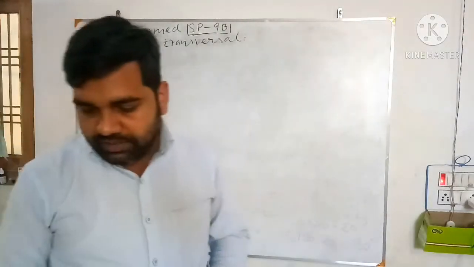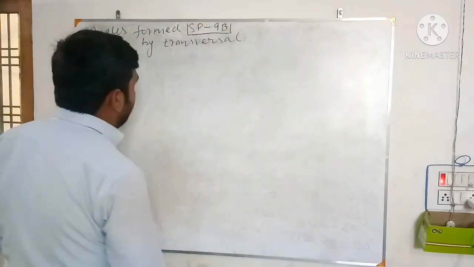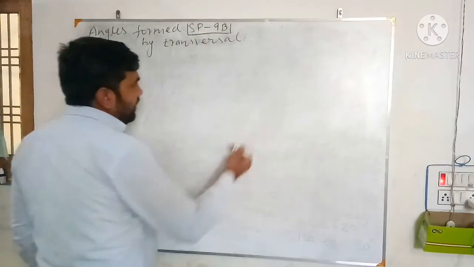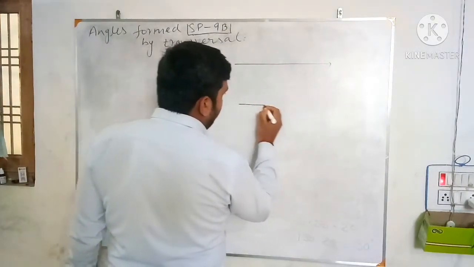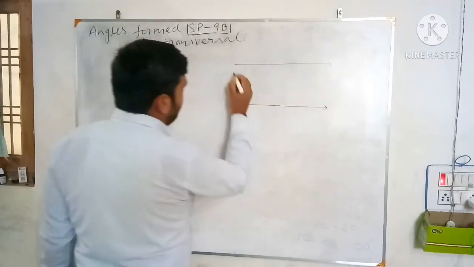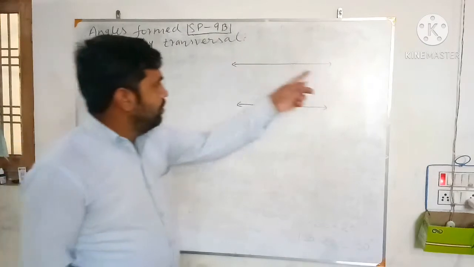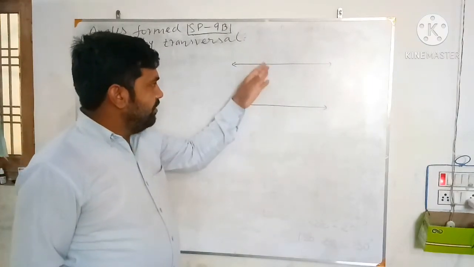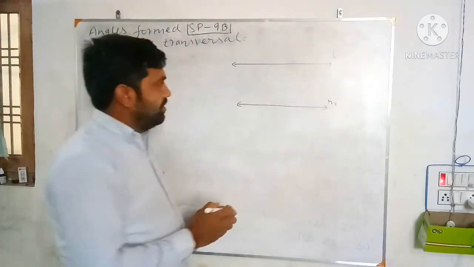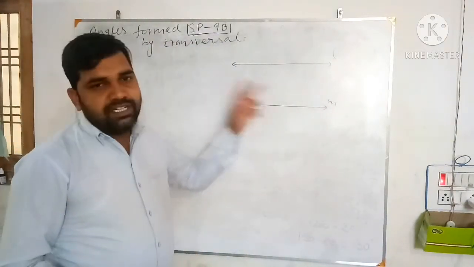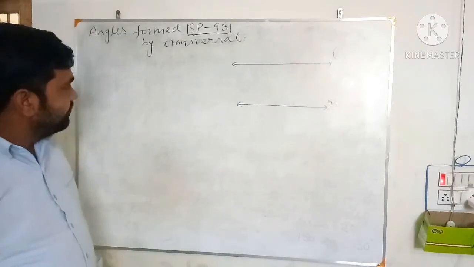So which type of angles are formed by the transversal? First we will see what the transversal is. If there are two parallel lines, what are parallel lines? Lines which you extend from both sides and which never meet. When you extend these two parallel lines, line L and line M, from both sides, you see these two lines will never meet each other. Such lines are called parallel lines.